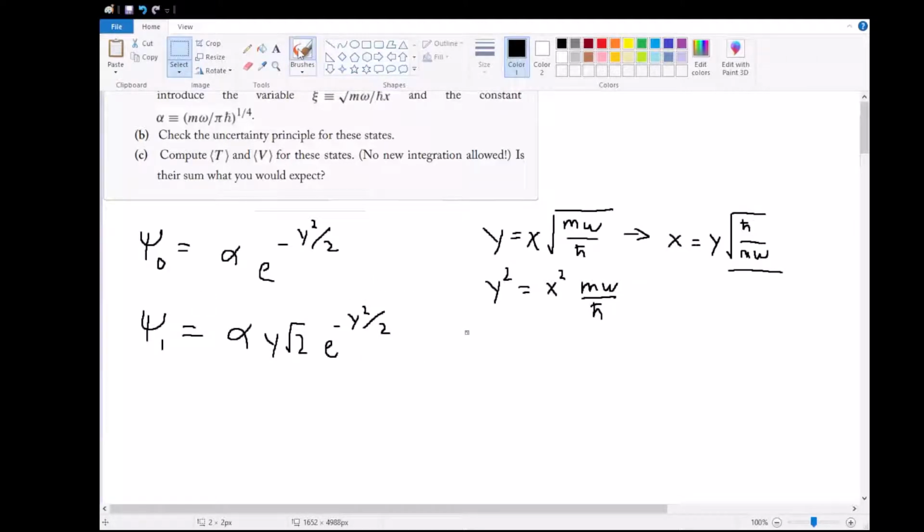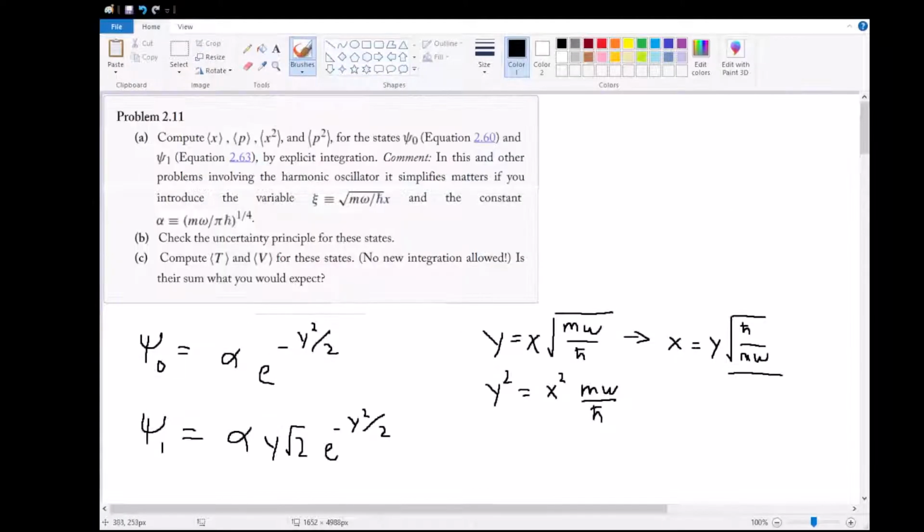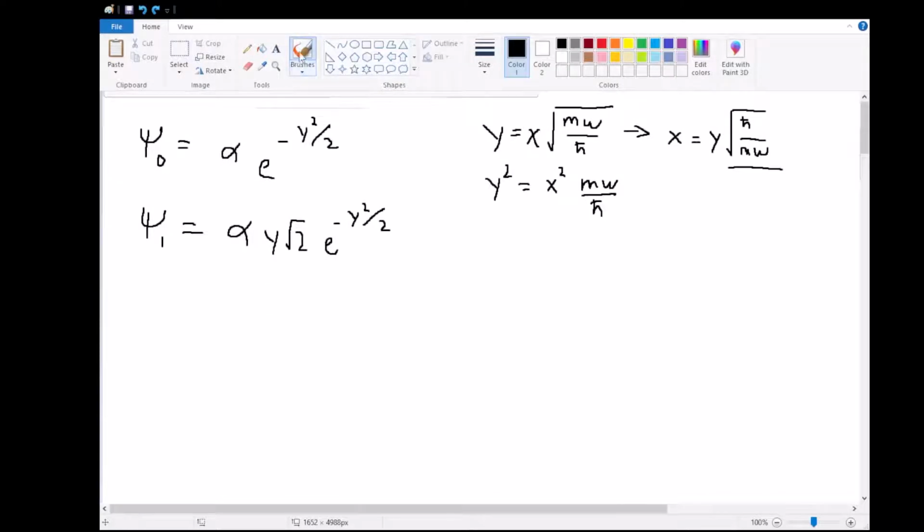And this is the actual psi naught and psi 1 that we want to work with, assuming that we're following Griffiths' hint and redefining everything in terms of these two variables. So now we can actually go on and find the expectation values. For the expectation value of x for psi naught, we can write this, as we've seen before many times, as the expectation value of x naught, to represent the 0th state or ground state expectation value for x. This is going to be equal to the integral from negative infinity to infinity of psi naught star times x, because the operator for x is just x itself, times psi naught dx.